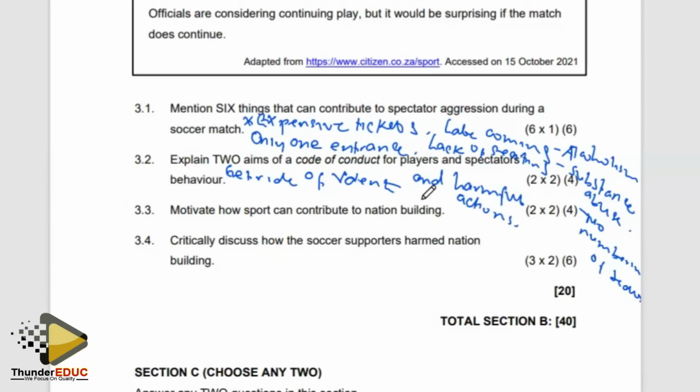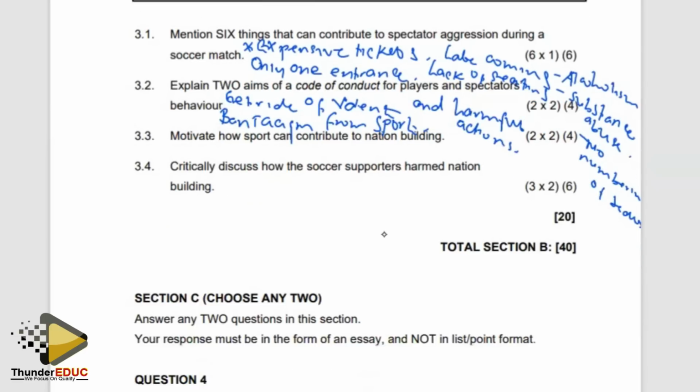Okay, you can also ban racism from sport. You can also talk about developing a culture that supports safety, fair play, and positive sporting experience for all. Then motivate how sports can contribute to nation building.